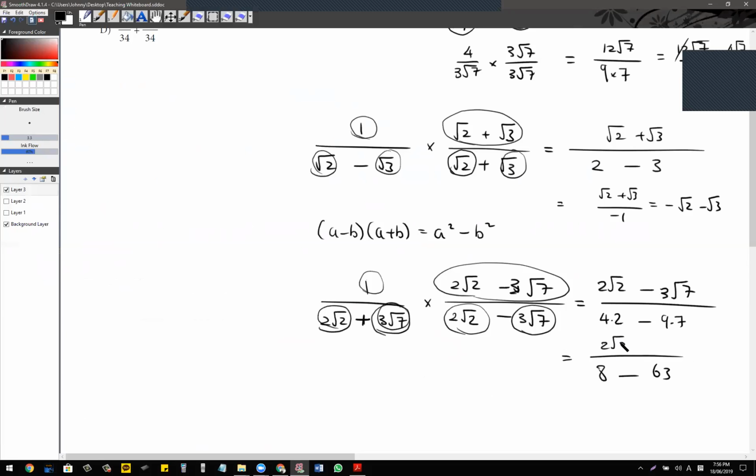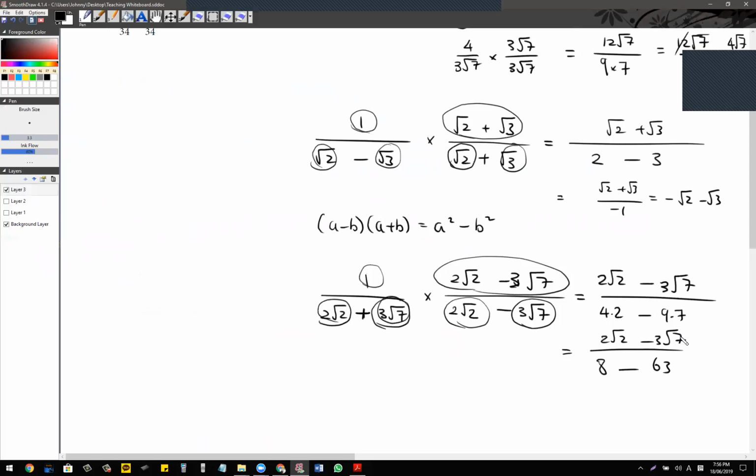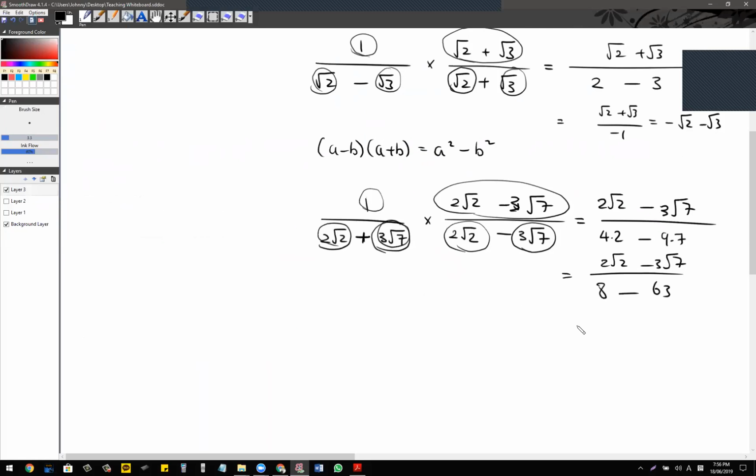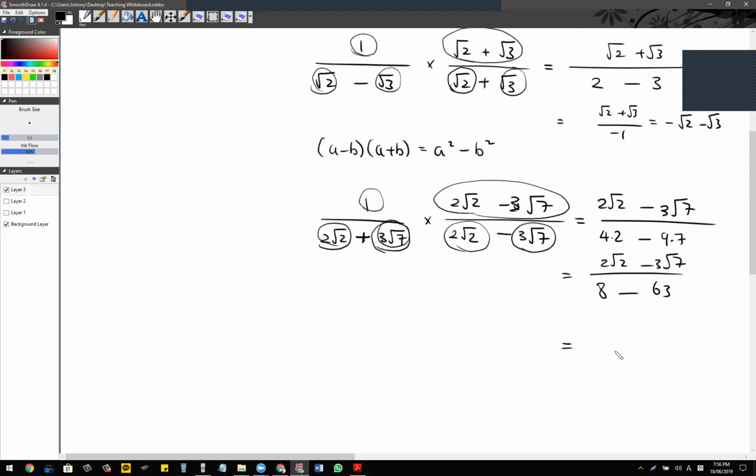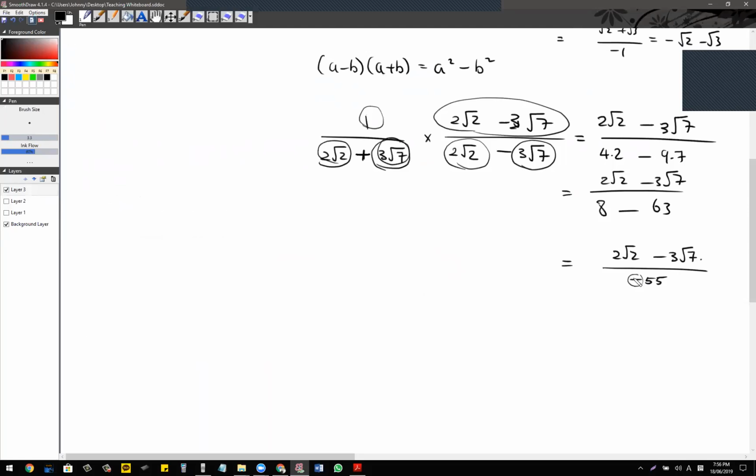And then 2 root 2 minus 3 root 7, right? Does that make sense to you? Yes. So then this becomes 8 minus 63, which is minus 55, over 2 root 2 minus 3 root 7. Now you can push this negative sign up there, which means that becomes positive, so 3 root 7, and that becomes negative. So that's a better shape than this one.